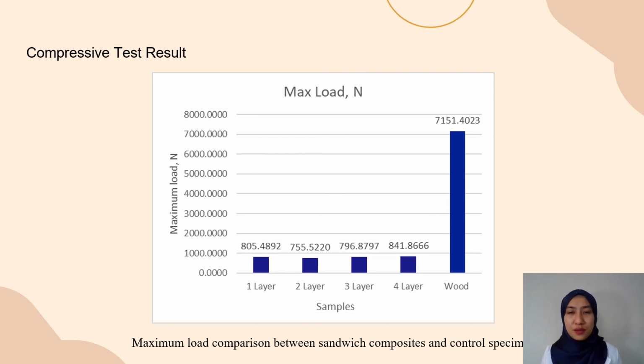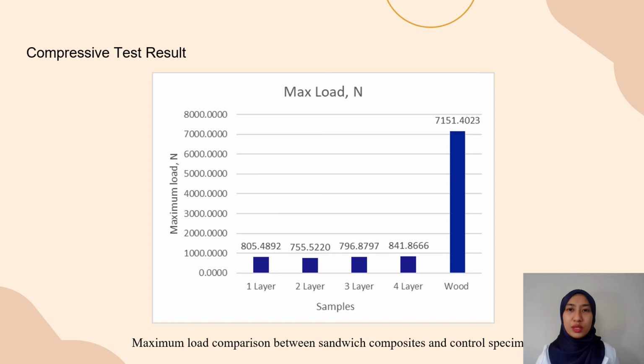Okay, for the compressive test result, this is a graph of maximum load comparison between sandwich composite and control specimen. From the graph, all the sandwich composite specimens have almost the same maximum load, and it was shown that solid wood has the higher value of maximum load. By comparing the maximum load of the sandwich composites, it was the foam that resisted the load, because all 4 of these sandwiches use the same foam as the core material.